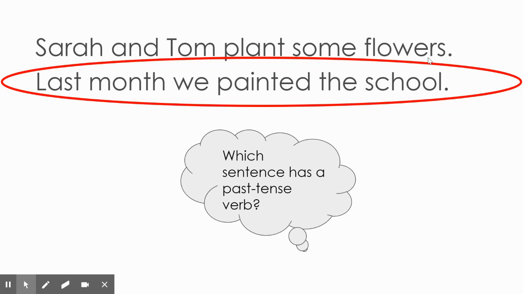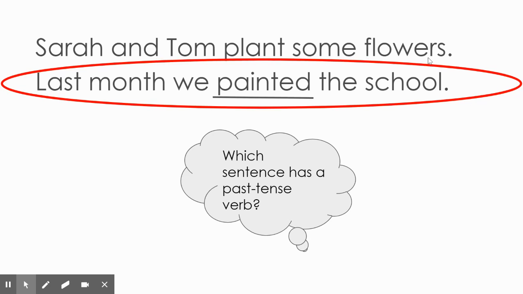Second graders, can you see which word is the past tense verb in this sentence? Listen as I read it again. Last month, we painted the school. What is the action that is happening in this sentence? That's right, painting is the action. Last month, we painted the school. So our past tense verb is painted. It is something we did in the past. So we added the ending ed to the end to show that it has already happened in the past.